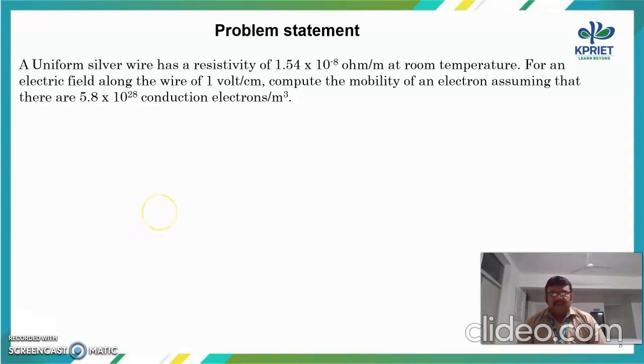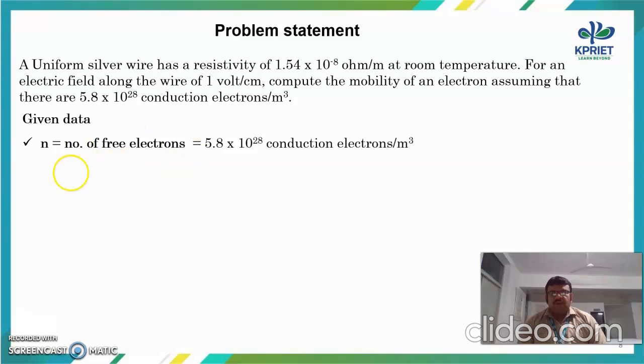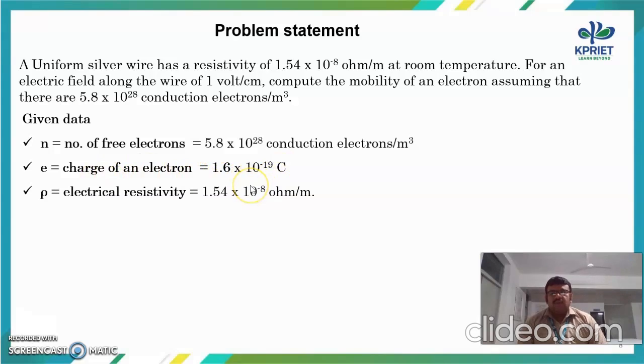So the given parameters are n, the number of free electrons, which is 5.8 × 10^28 conduction electrons per meter cube, and e is a constant, which is nothing but the charge of an electron, 1.6 × 10^-19 coulomb, and rho is the electrical resistivity, given as 1.54 × 10^-8 ohm per meter.